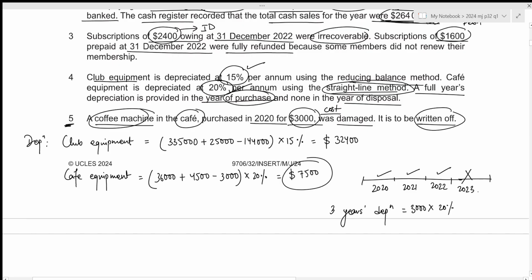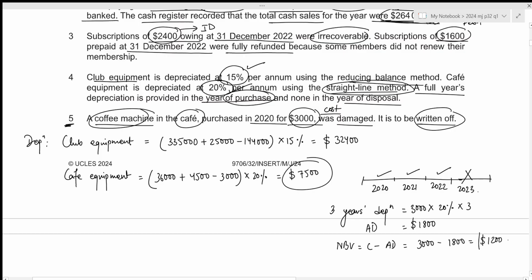This will give the depreciation of 1 year. If we multiply it by 3, we get the depreciation for 3 years. This results in the value of 1,800. So this acts as the accumulated depreciation. Now the net book value will be cost minus accumulated depreciation. The cost is 3,000. Accumulated depreciation is 1,800, which means the net book value is 1,200.